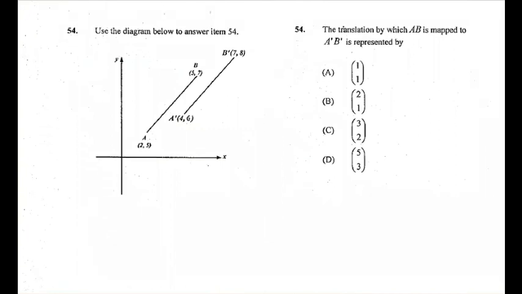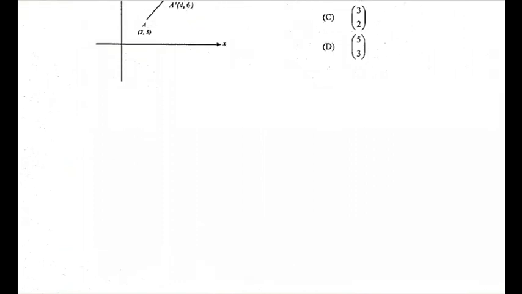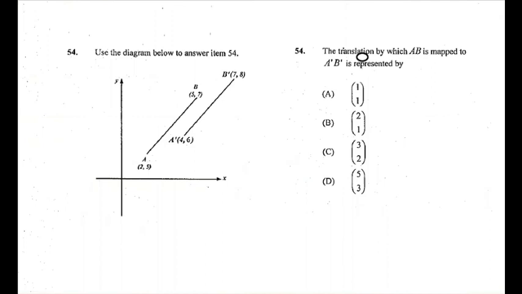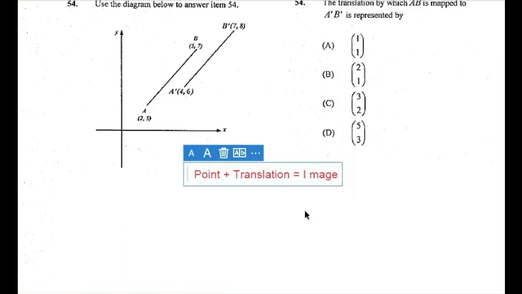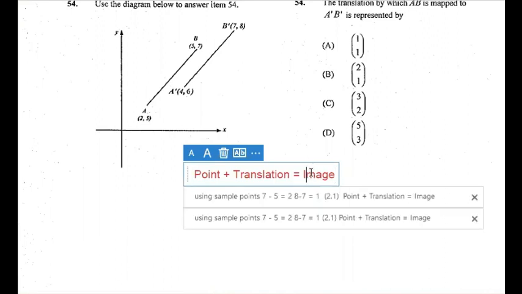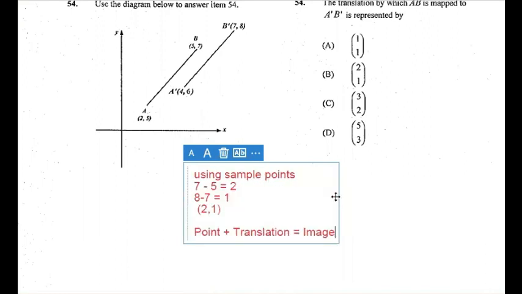54. Using the diagram below to answer questions. It says the translation by which AB is mapped is represented by. So what we're using is this little formula: point plus translation is equal to image. So what we're going to do is transpose to make translation the subject of the formula.